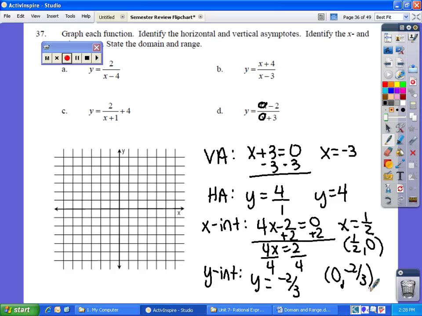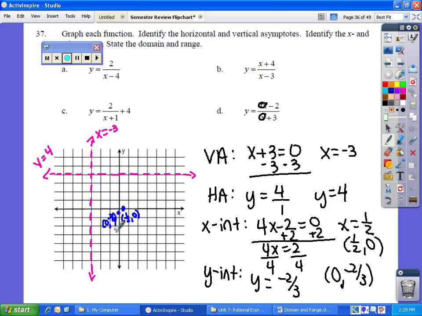So now, as always, you want to make sure that you do the asymptotes first. And make sure that you label your asymptotes. Then you want to plot your intercepts. So 1/2 is in between 0 and 1, so that would be (1/2, 0). And -2/3 is between 0 and -1.